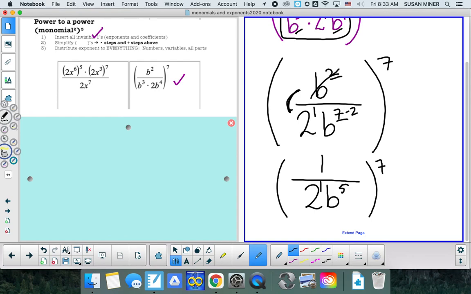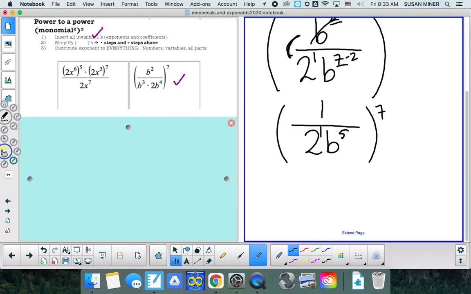Then once I get done, everything inside the parentheses is going to get an exponent of 7. I'm going to multiply by an exponent of 7. Remember, 1 has an exponent of 1. This has an exponent, this has an exponent. And so my final answer is going to be 1 to the 7th power over 2 to the 7th power b to the 35th power.